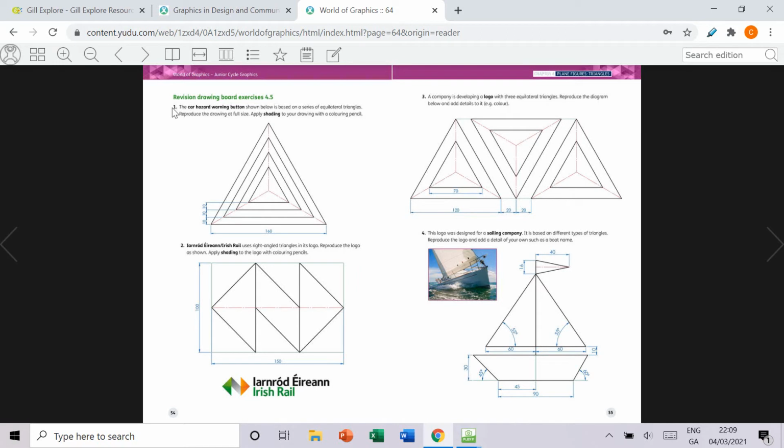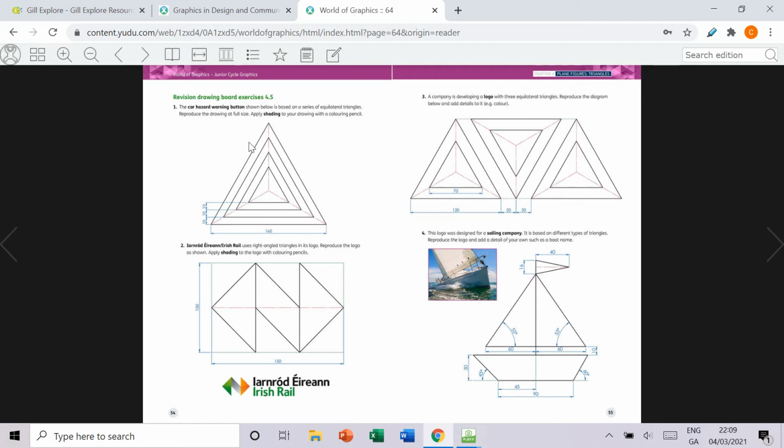So number 1, the car hazard warning button. Okay, so the car hazard warning button shown below is based on a series of equilateral triangles. Okay, so that's an important word we have here, equilateral. So equilateral triangles have equal sides, so all the sides are going to be the same length, and they all have equal angles in the corner as well.